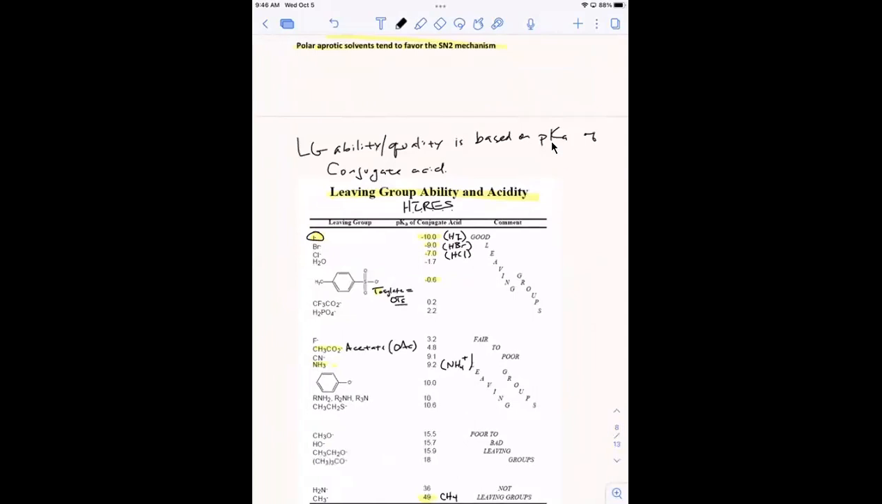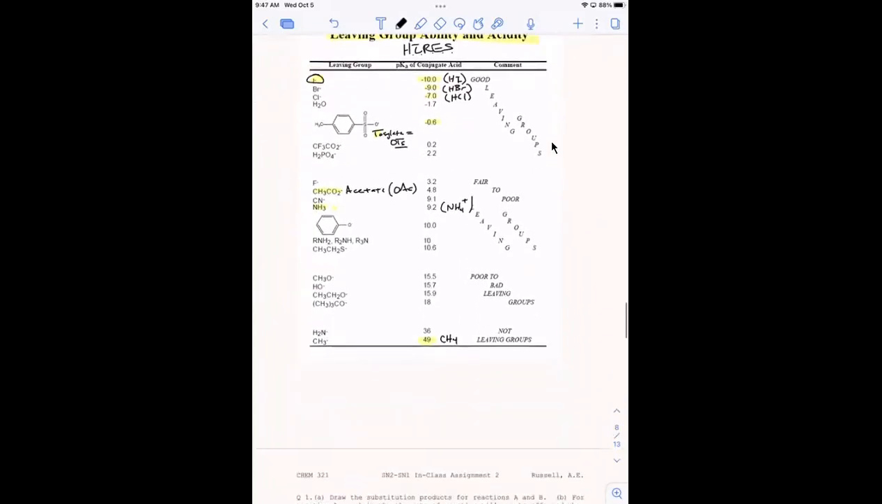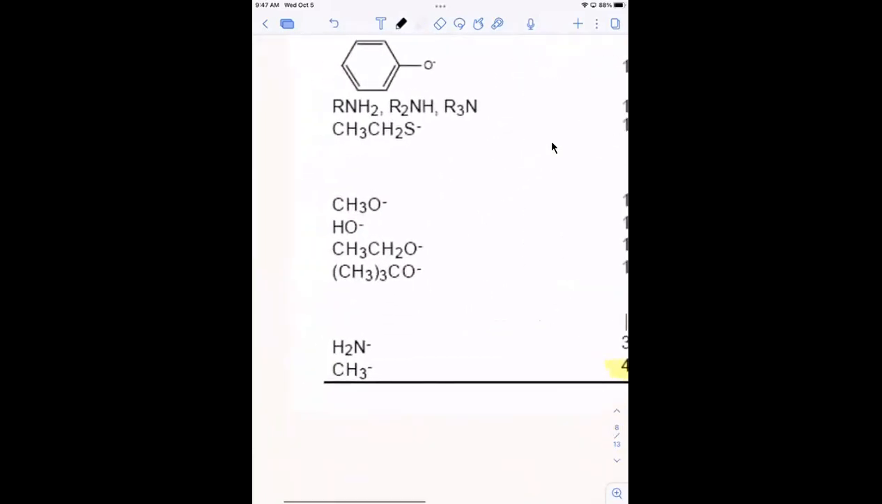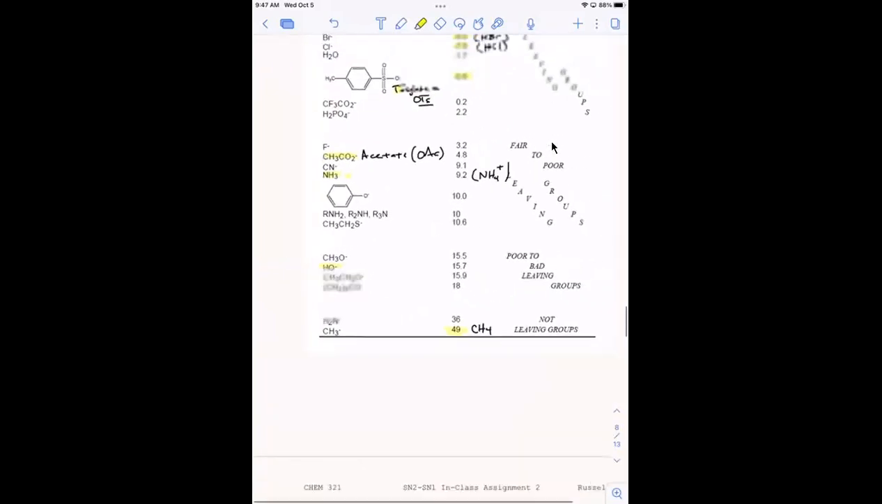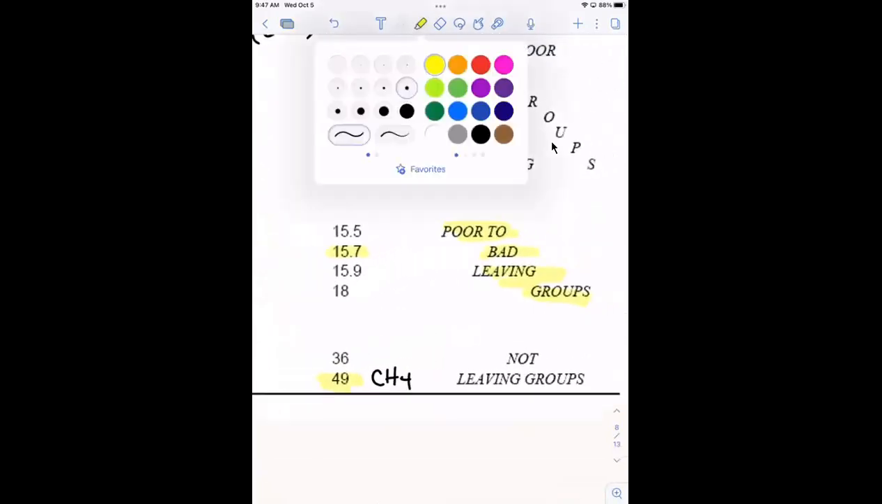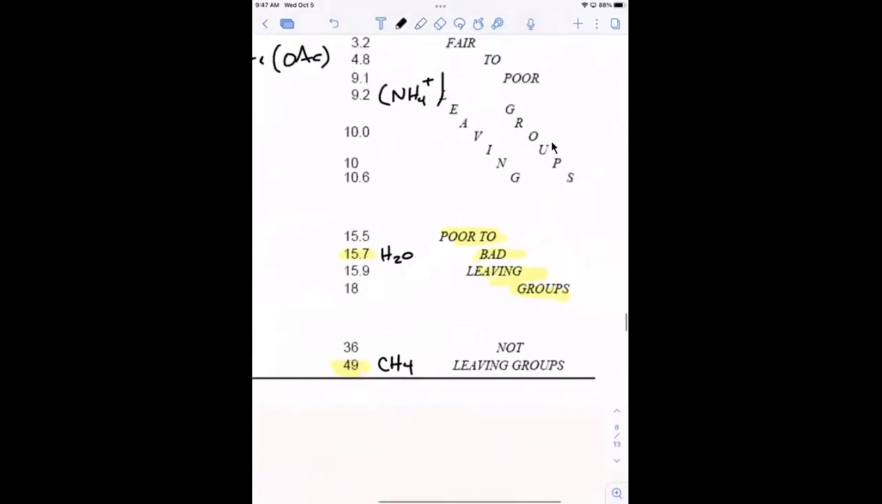And again, if you know the pKa of the conjugate acid, you can estimate how good or how bad a leaving group is. Remember when we were doing the alcohol conversions and we said that the OH is a bad leaving group. If you look down here, it's in the poor to bad leaving group section. That's because water, which is the conjugate acid, has a pKa of almost 16. So it's not a good leaving group at all.